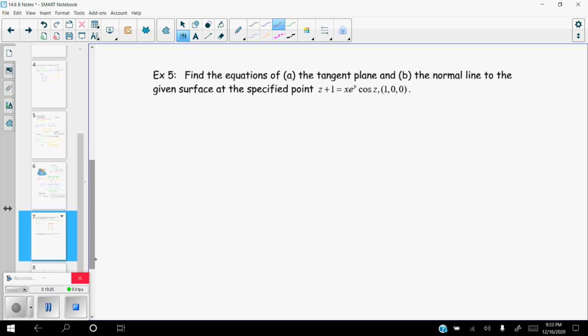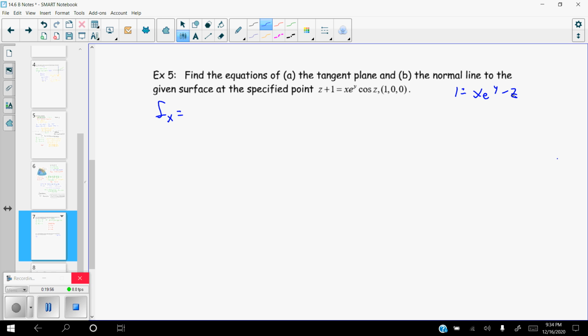Find the equations of the tangent plane and the normal line to the given surface at the point (1, 0, 0). Same exact idea. So f sub x is the derivative of this thing with respect to x. Well, the first thing we need to do is get it into the proper form, right? Because all the variables have to be on one side and the constant on the other side. So it looks like 1 is going to have to equal x e to the y minus z first.